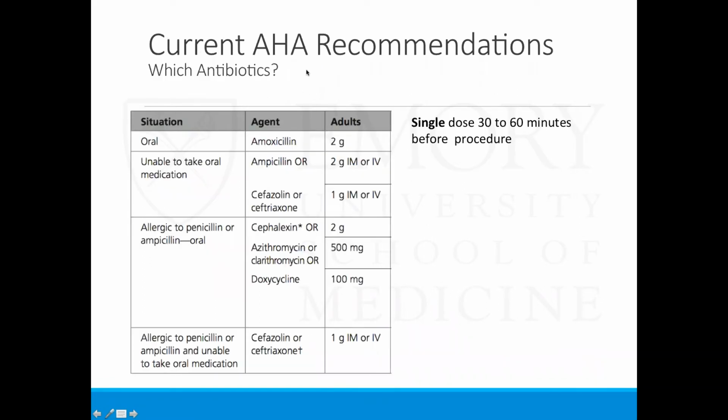So what are the current kind of simplified recommendations for antibiotics for prophylaxis? Like I've touched on before, it's just a single dose for most patients of amoxicillin 30 to 60 minutes before the procedure. If you're unable to take PO medications, you can get 2 grams IM or IV of ampicillin or cefazolin or ceftriaxone. For allergies, they no longer recommend clindamycin for allergies to penicillins. It's actually would be Keflex, azithromycin, or doxycycline.